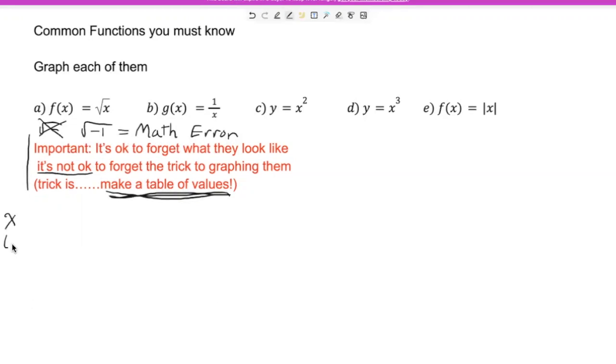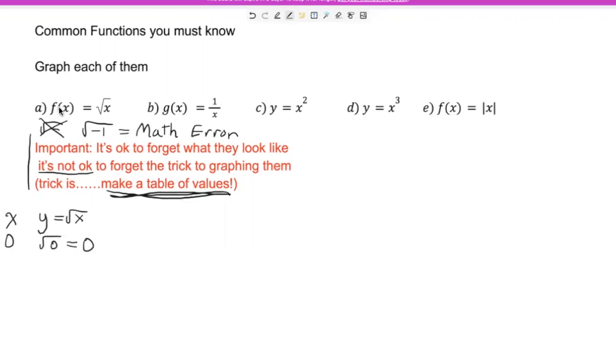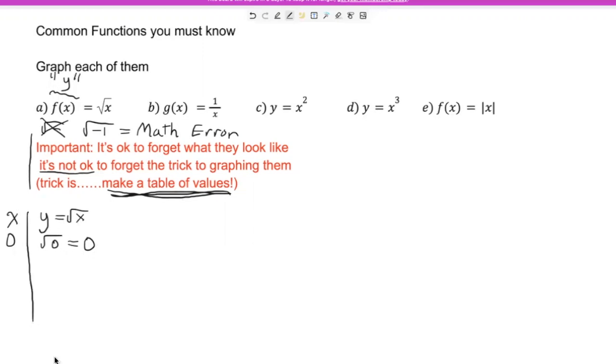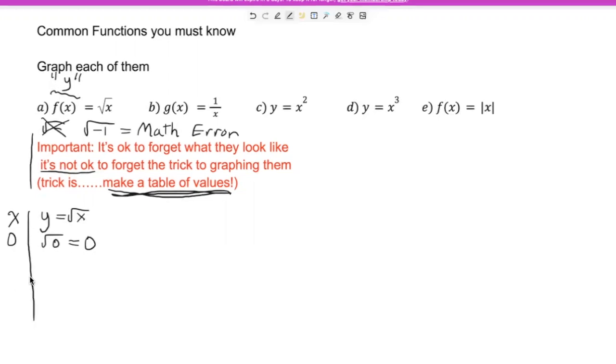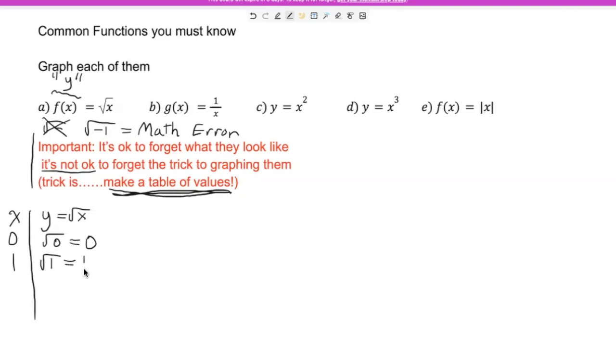Let's go straight to x equals 0. Now, some of you might tell me that you don't know the square root of 0, but the square root of 0 is 0. And f of x, whether it's f of x, g of x, h of x, it doesn't really matter. This just means y. So the y value is root x. When I try to come up with other values of x, you want to think strategically and pick x values that have a nice square root. For example, square root of 1 is 1 because 1 times 1 is 1.